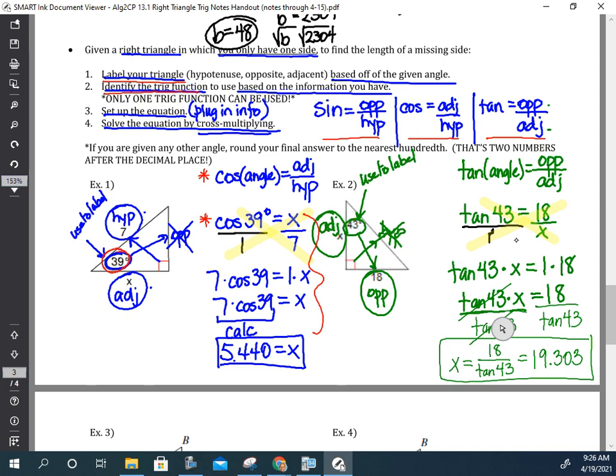Again, doing trig does require you to have a scientific or a graphing calculator. I also showed on Thursday how you can utilize your phone's calculator to get to the trig functions. Most of you who have an iPhone, it has a scientific calculator in there. If you have an Android, it's been a while since I've used the Android, so you're kind of on your own to figure that part out.